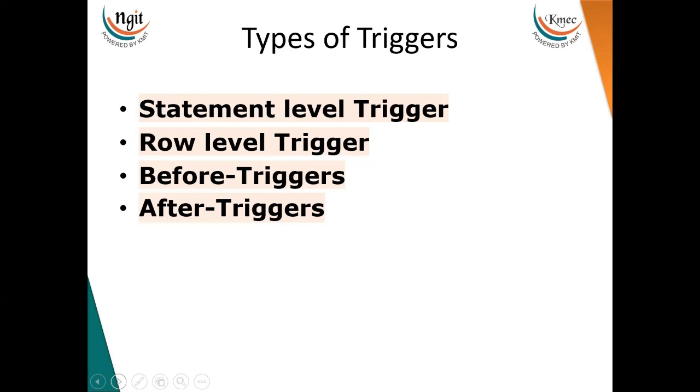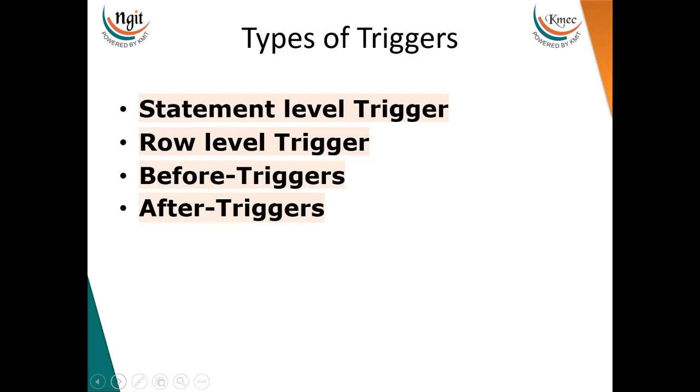Let us take an example to better understand statement level trigger and row level trigger. Let's say an update command updates 100 rows, then a row level trigger is fired 100 times. Whereas if it is a statement level trigger, it is fired only once. So that is the difference between the statement and row level trigger.